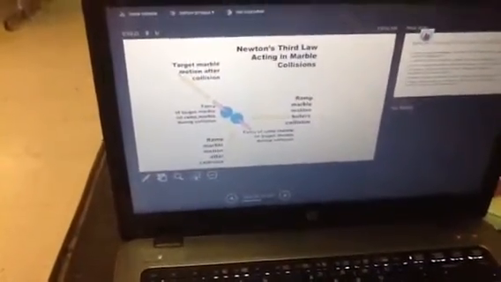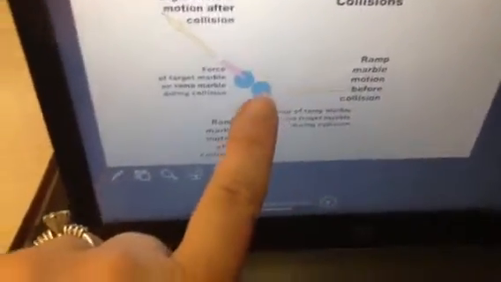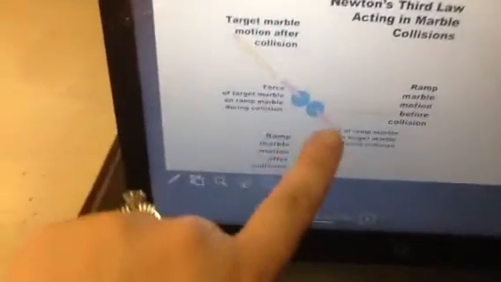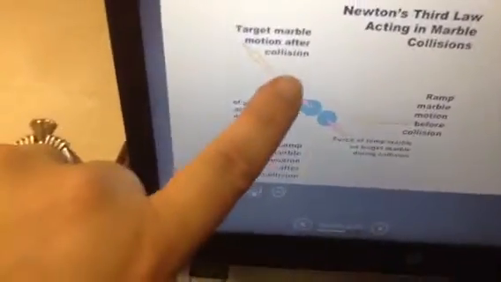So draw this diagram in your notebook. You can see over here, let me go back, sorry. Okay, so you can see the one down here is the ramp marble. It's going to hit the target marble, and they're going to hit at the same force. But what ends up happening is the ramp marble, depending on the angle it's hitting, will shoot off in a different direction because of the collision, and the target marble will go straight back because of the head-on or wherever it's going to hit because of the angle.